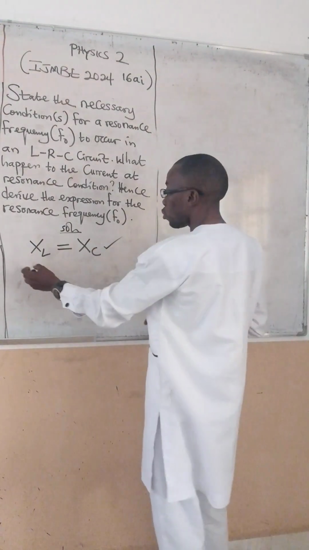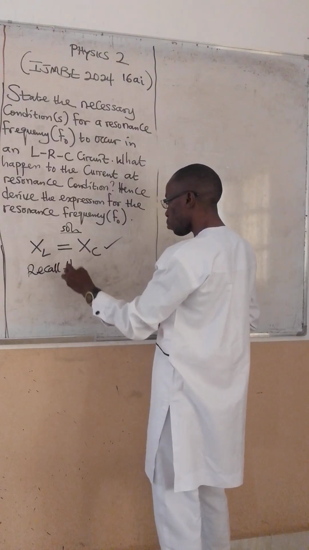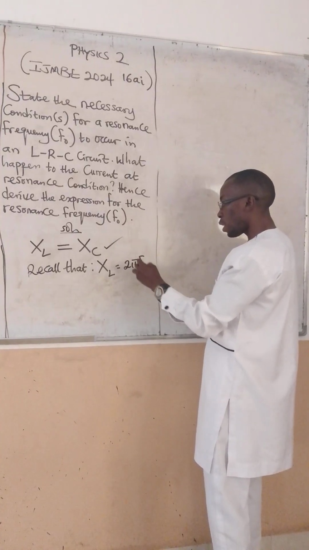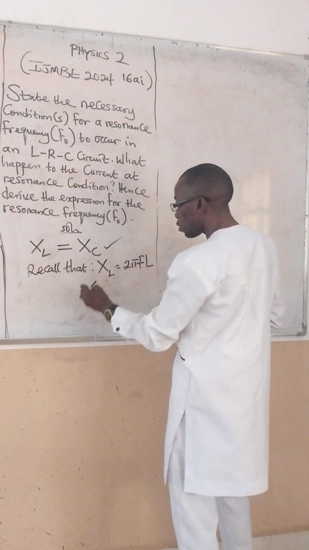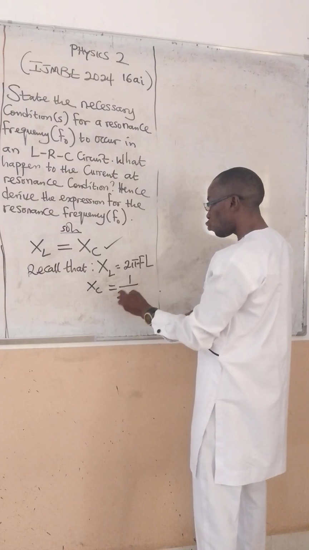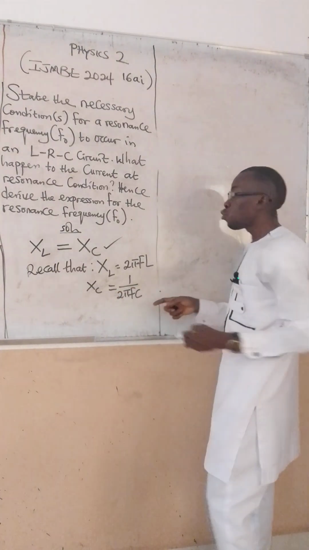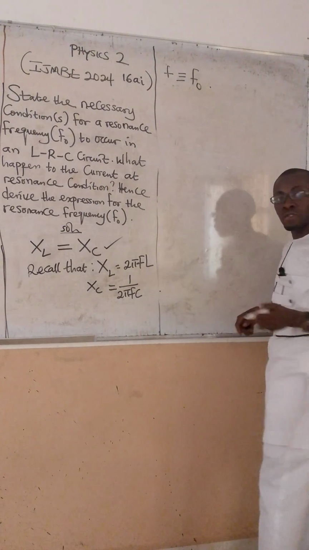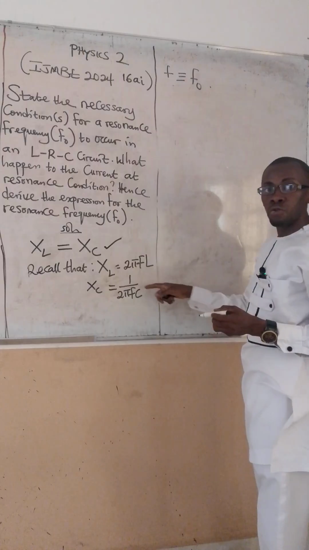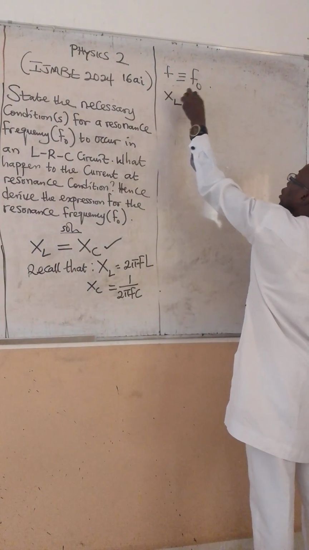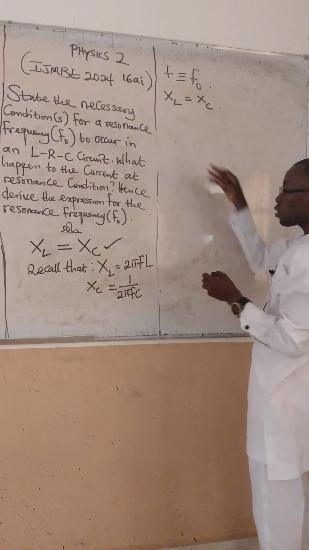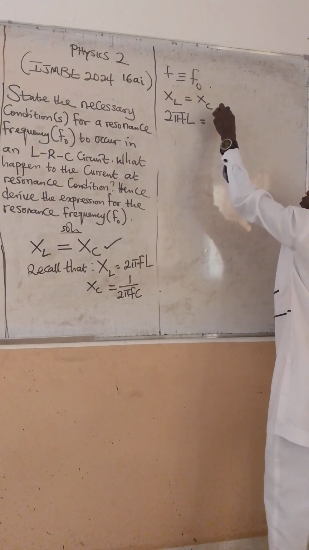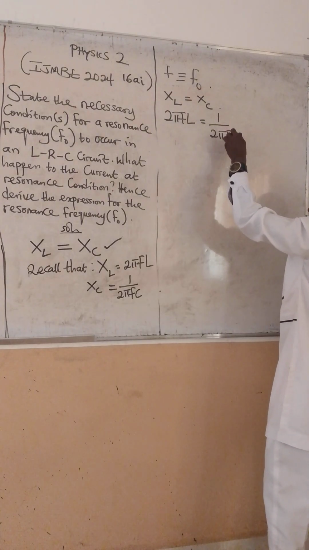frequency. Recall that inductive reactance is 2 pi FL, while capacitive reactance XC is 1 over 2 pi FC. Take note, this F that we have here, the frequency, this is equivalent to resonant frequency. So if we equate these conditions together, that is XL equals XC, then for the XL, we have 2 pi FL, for the XC, 1 over 2 pi FC.